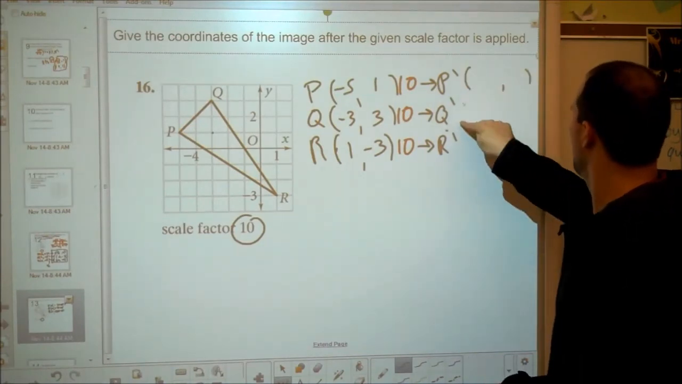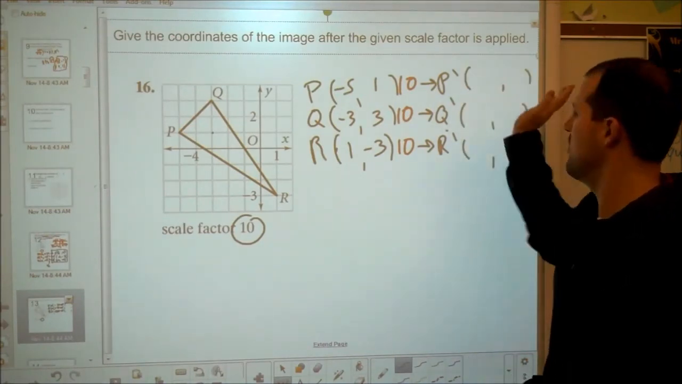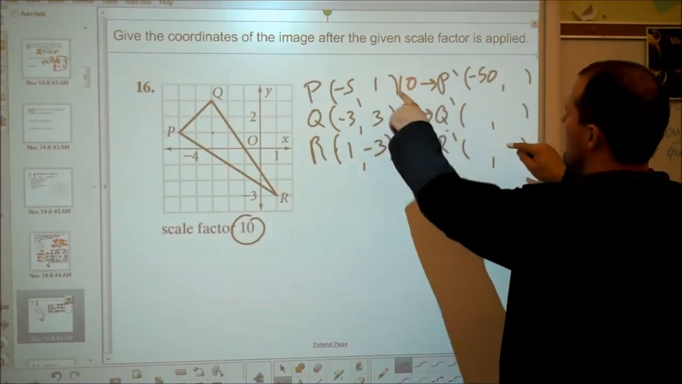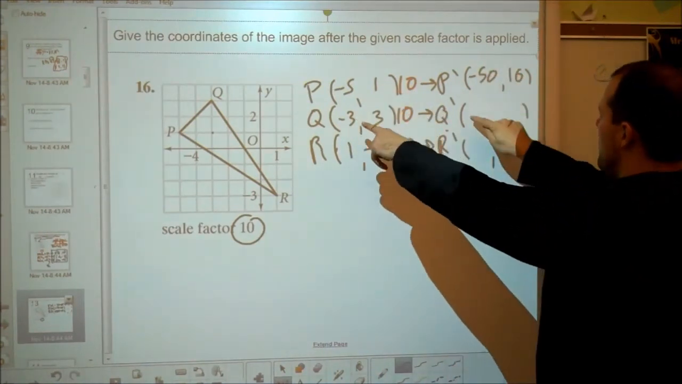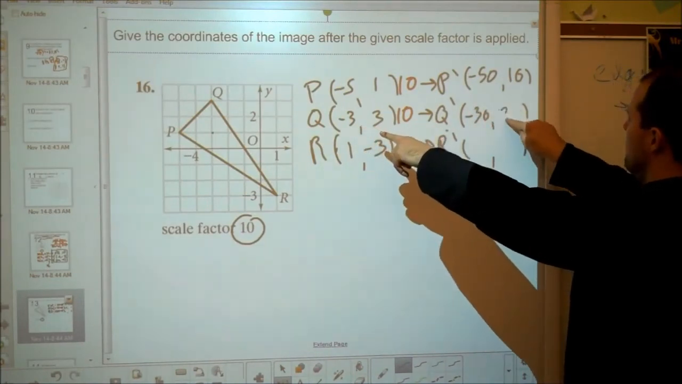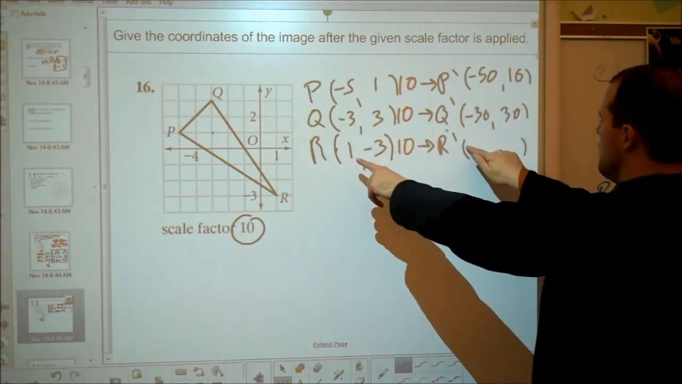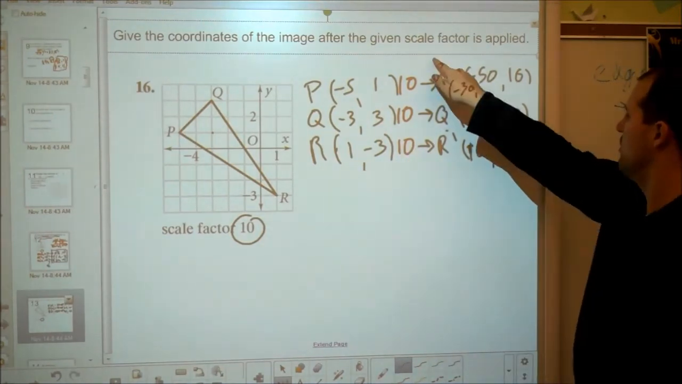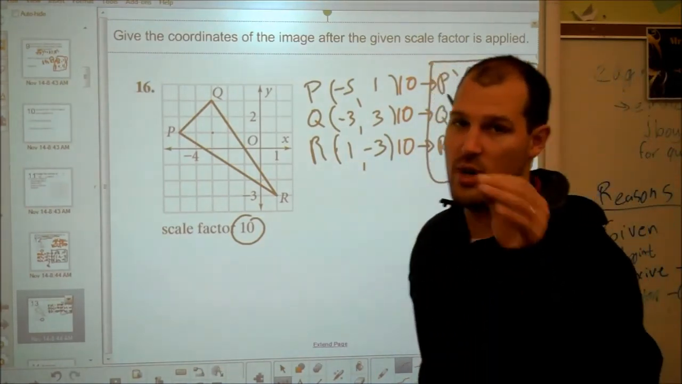Here we go. Multiplying by 10 all the way through. 10 times -5 is -50. 10 times 1, 10. 10 times -3, -30. 10 times 3, +30. 10 times 1, oops, 10. And 10 times -3, -30. There's the coordinates.